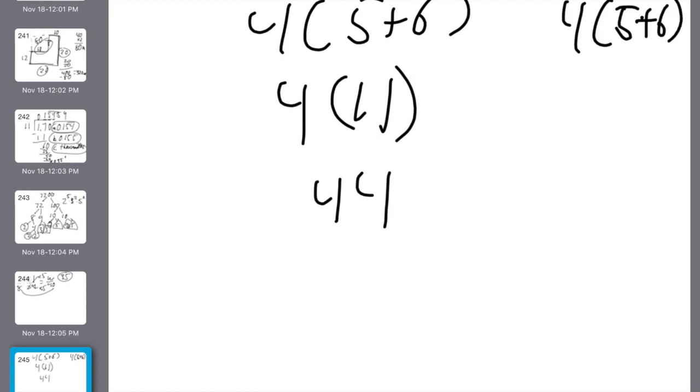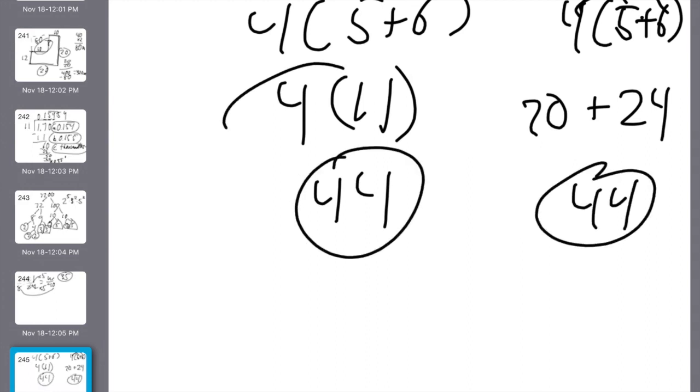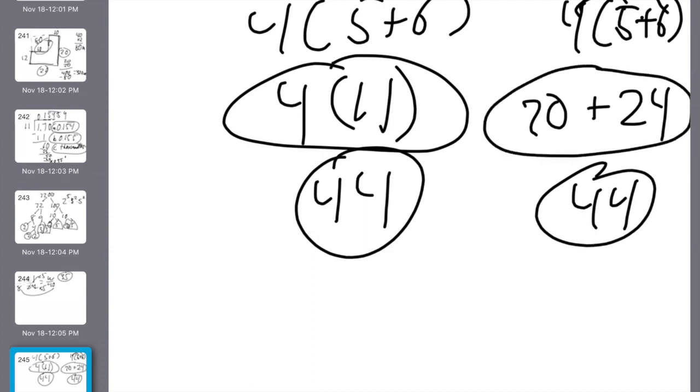Starting over, you have 4, 5 plus 6. The distributive property from last week says multiply first. So 4 times 5 is 20. 4 times 6 is 24. And now I add them together and get 44. Answers are the same, guys. Here you added and then multiplied. Here you multiplied and then added. I showed the 2 ways.